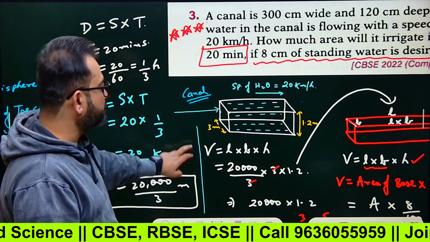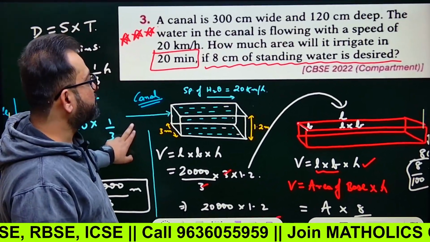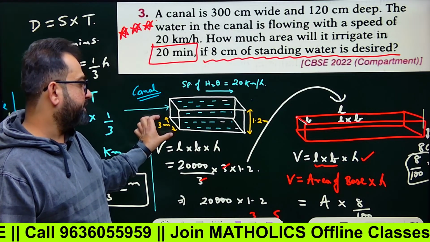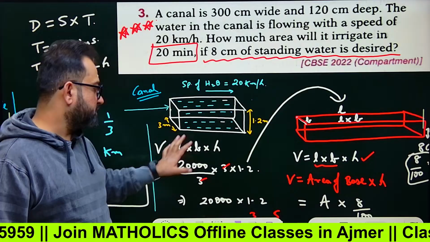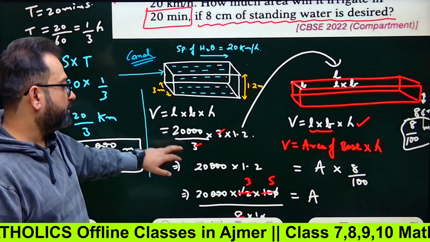So volume equals to L into B into H. Now you'll do simple length into breadth into height. This length, that is 20,000 by 3. What is breadth? It is 300. That, oh, 3 meters, sorry. And what is height? It is 1.2. So this volume came out to be 20,000 into 1.2.